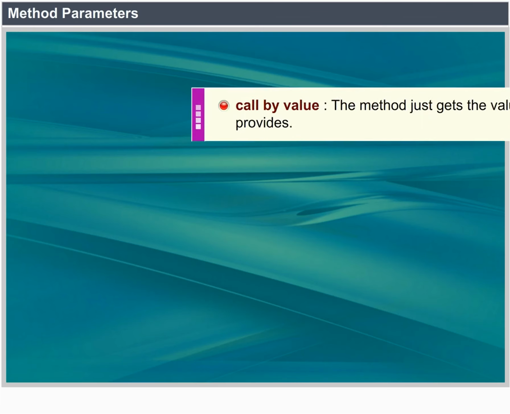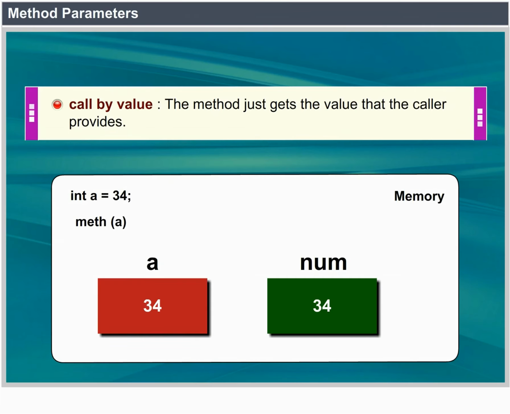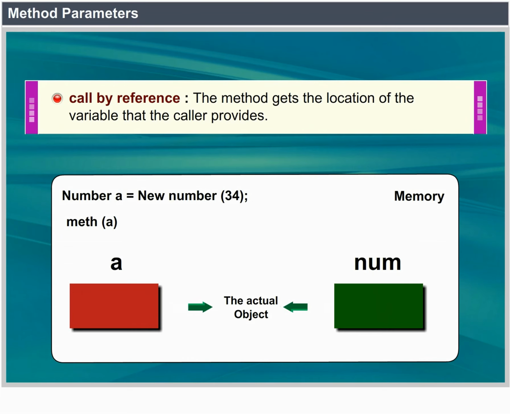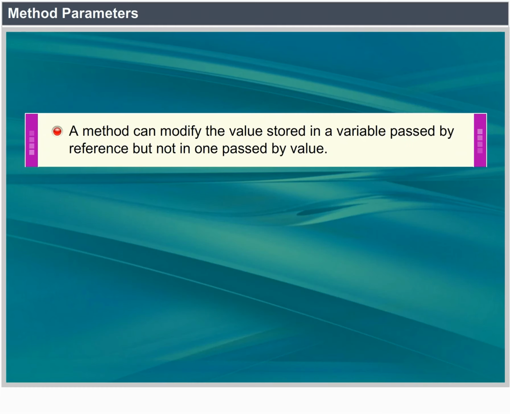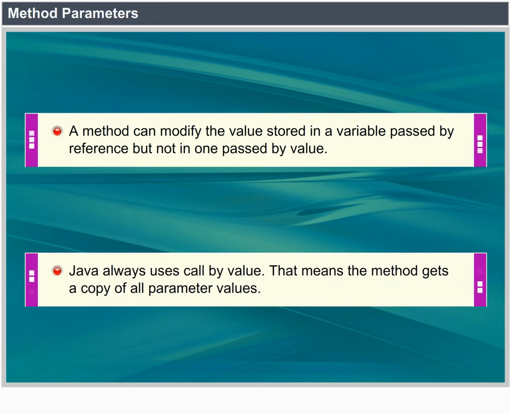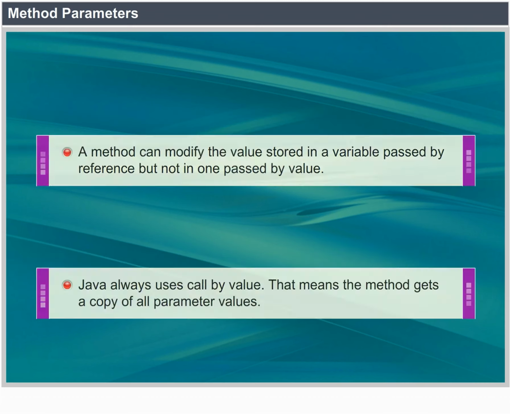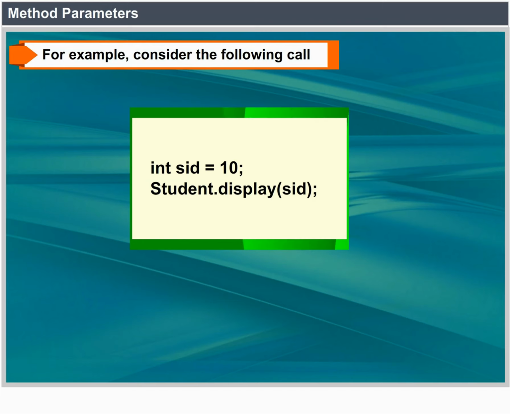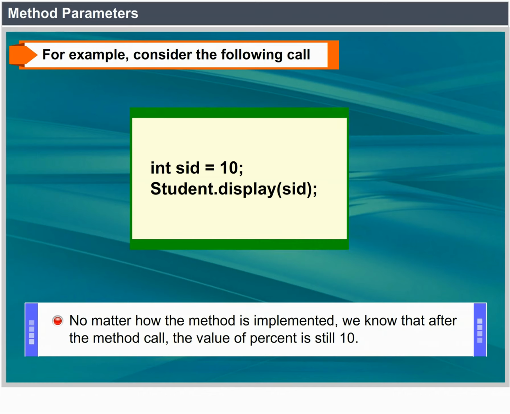Method parameters. Call by value: the method just gets the value that the caller provides. Call by reference: the method gets the location of the variable that the caller provides. A method can modify the value stored in a variable passed by reference, but not in one passed by value. Java always uses call by value. That means the method gets a copy of all parameter values. For example, consider the following call: int sid = 10; Student.display(sid). No matter how the method is implemented, we know that after the method call, the value of sid is still 10.